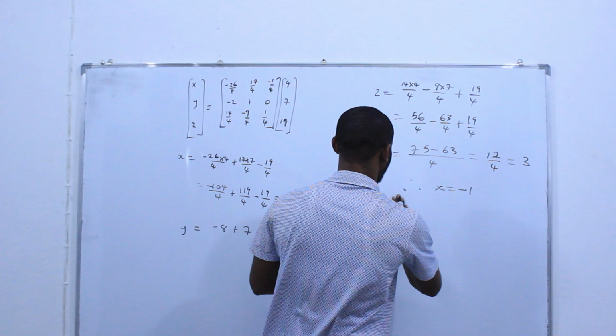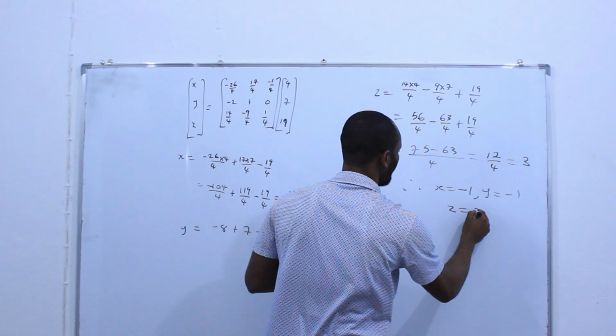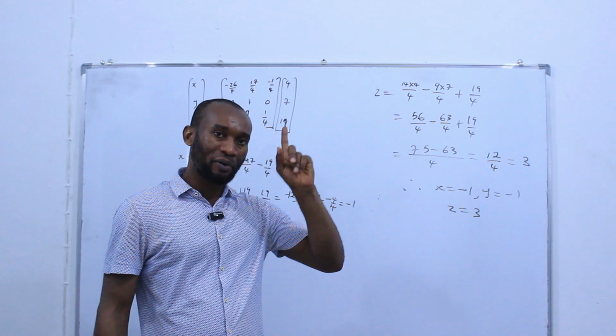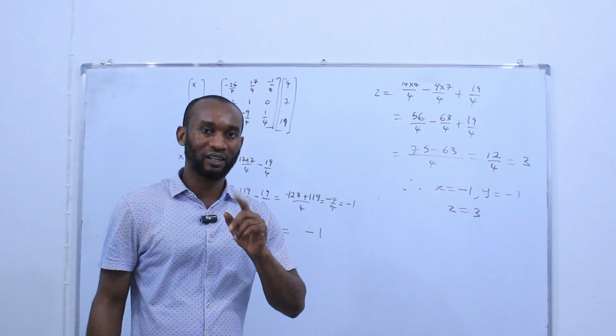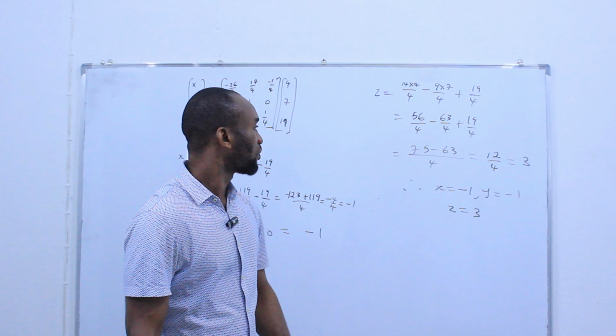Therefore, from there we have x equals minus 1, y equals minus 1, and z equals 3. This is the same result we got in our previous work when we used Cramer's rule to solve exactly the same system of equations.